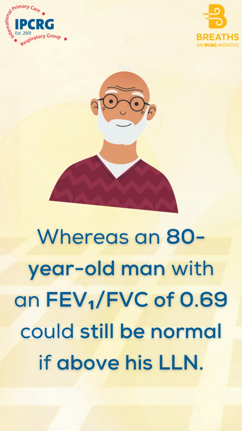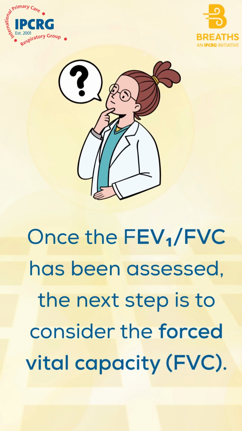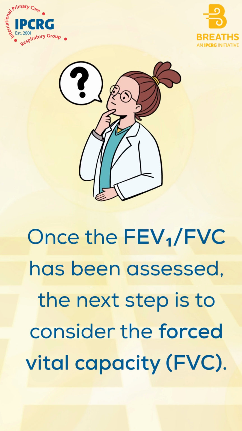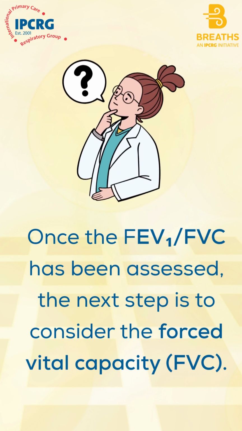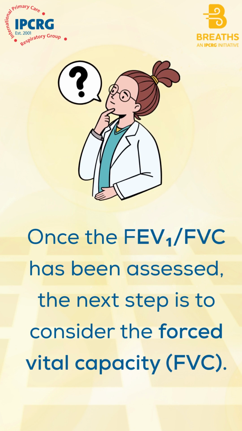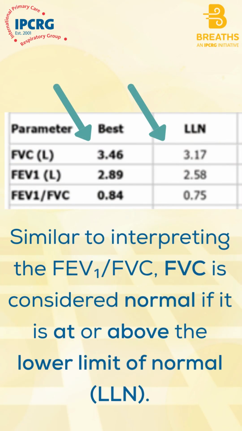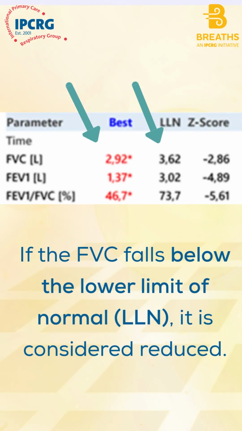Once the FEV₁ to FVC ratio has been assessed, the next step is to consider the forced vital capacity, FVC. Similar to interpreting the FEV₁ to FVC ratio, FVC is considered normal if it is at or above the lower limit of normal. If the FVC falls below the lower limit of normal, it is considered reduced.